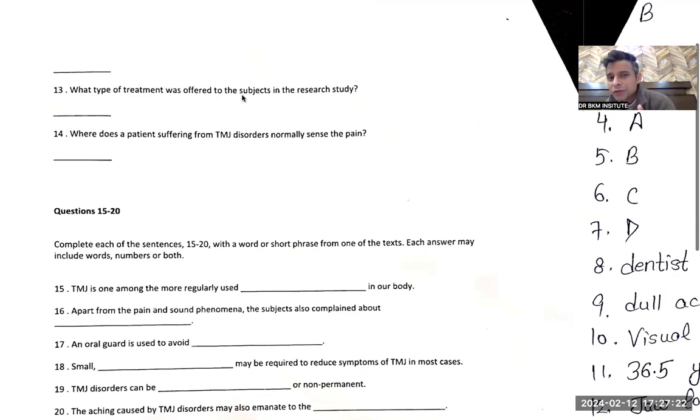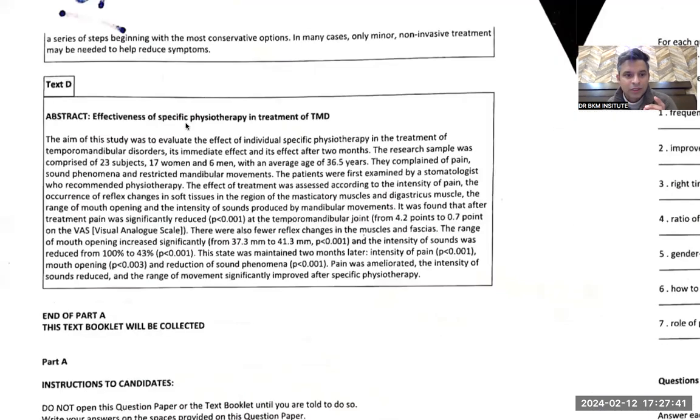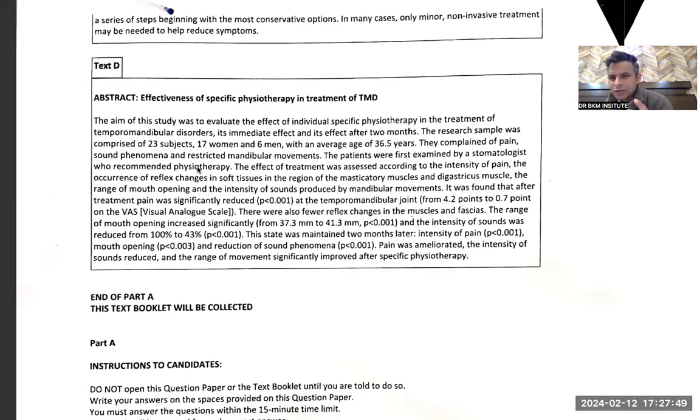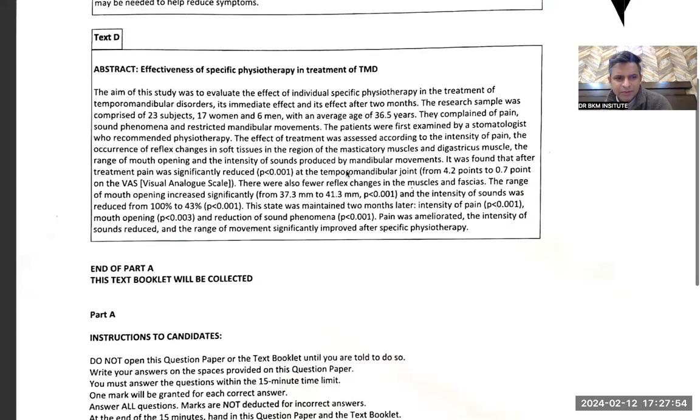What type of treatment was offered to subjects in the research study? Again, D. What does a patient suffering from TMJ normally sense the pain? A or B? Symptom, sense the pain, or it can be in the A. So that means I try to save my time. Now question, what type of treatment was offered? Let's see. Was examined, the effect of the treatment was assessed, who recommended physiotherapy. So maybe the physiotherapy was the treatment that was offered. There is no other treatment. So physiotherapy is the treatment that I can see.